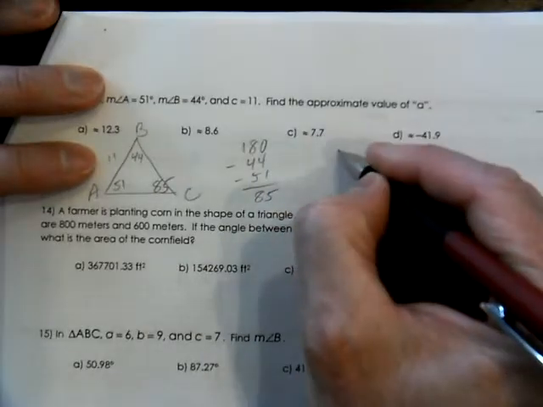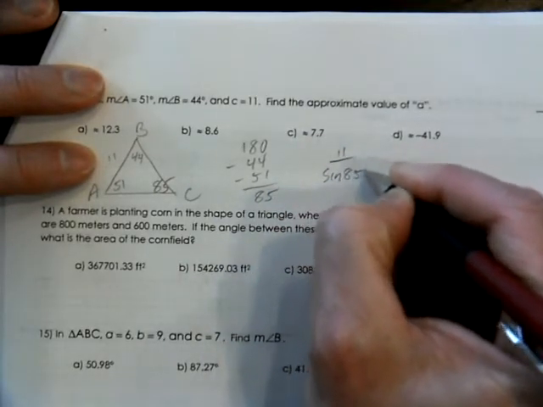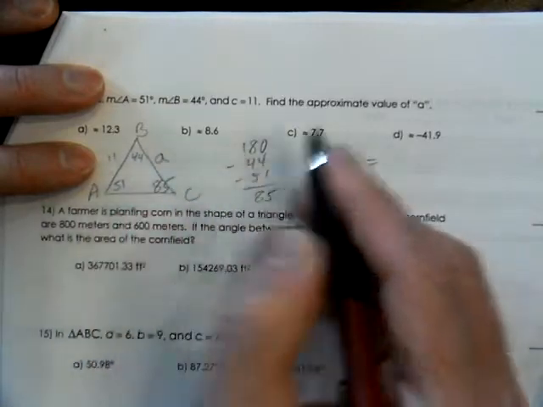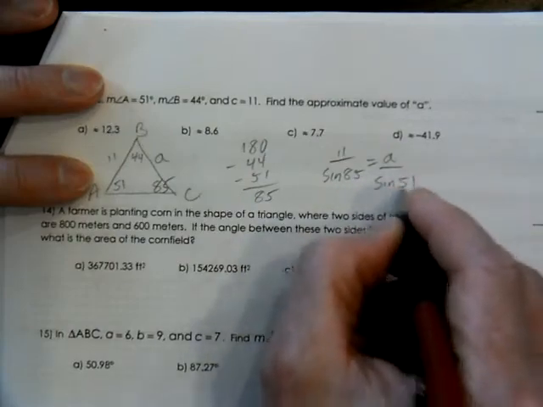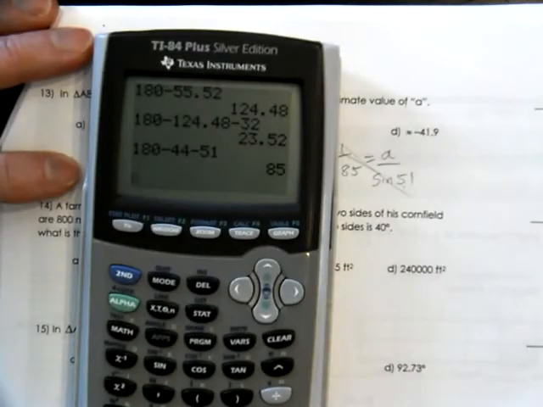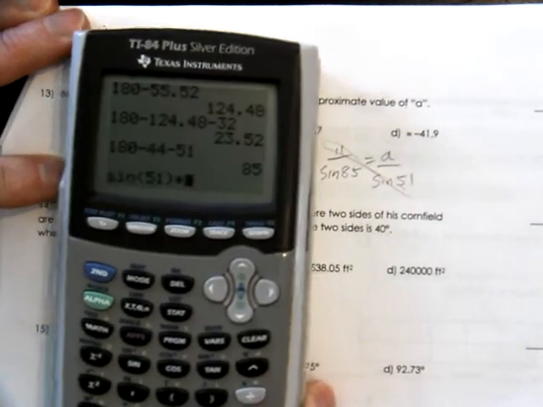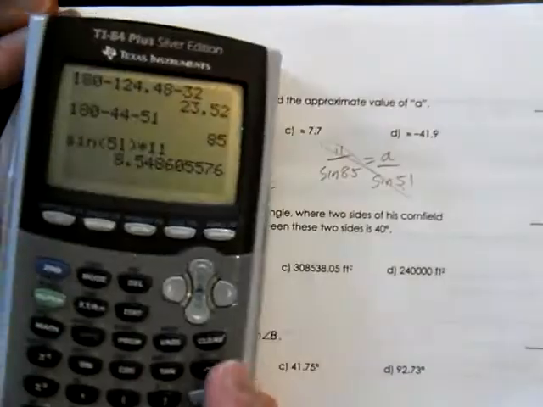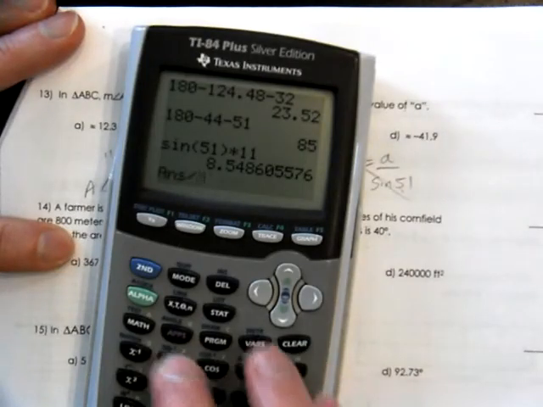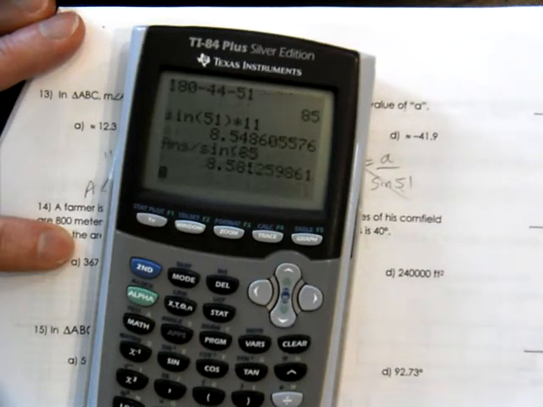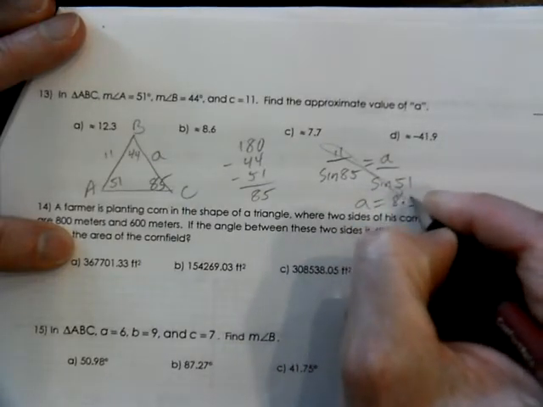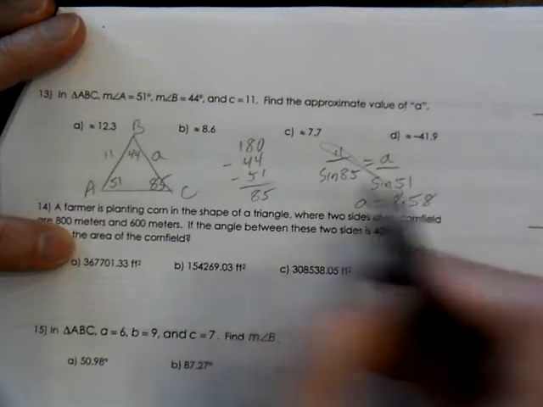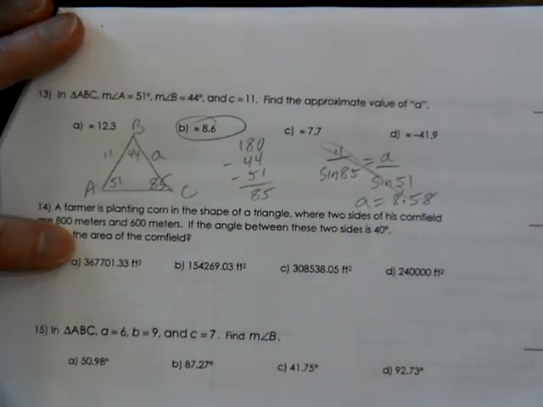Now we can use law of sines. So 11 over the sine of 85 equals side A, and that's what we're looking for, over the sine of 51. Cross multiply one direction, and we're dividing by the sine of 85. That gives us 8.58. 8.58 rounds to 8.6.